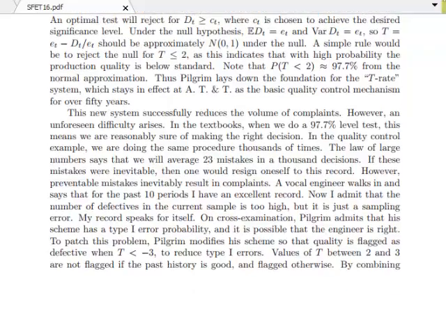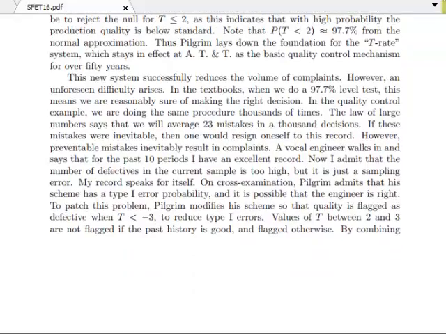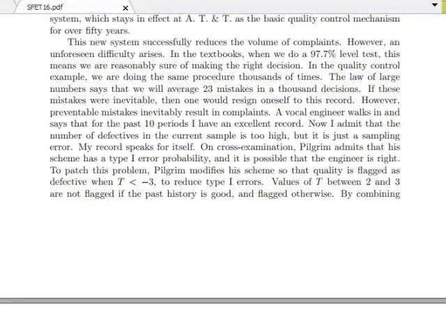Okay, so now this was actually implemented for a while, but there was a new problem that came up. So I'm trying to show you how the learning takes place. So basically, when you're doing this once, it's a very good system that you have only a 2.5% probability of error if the null hypothesis is true.